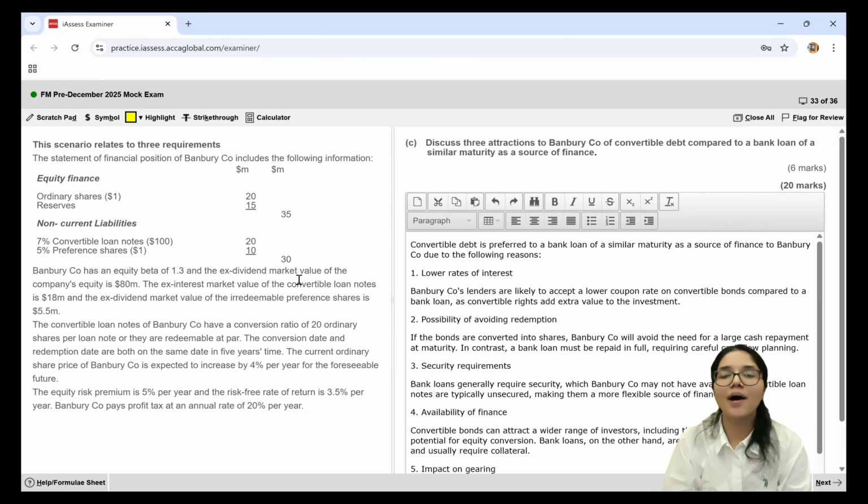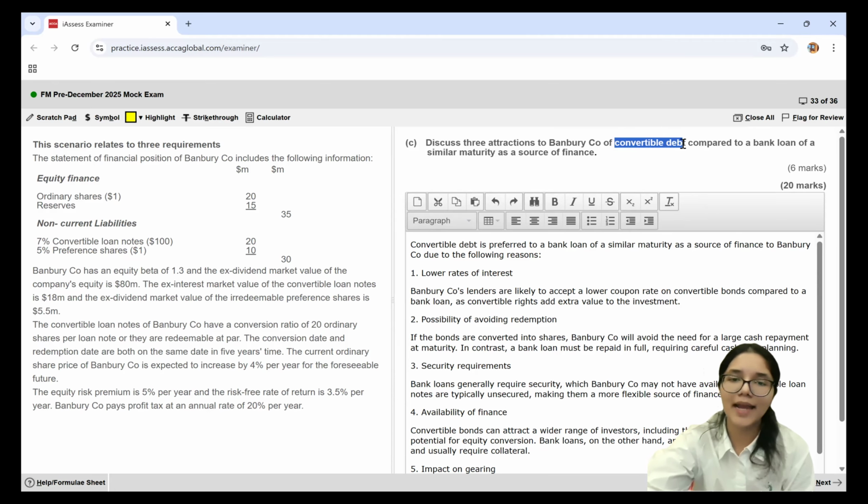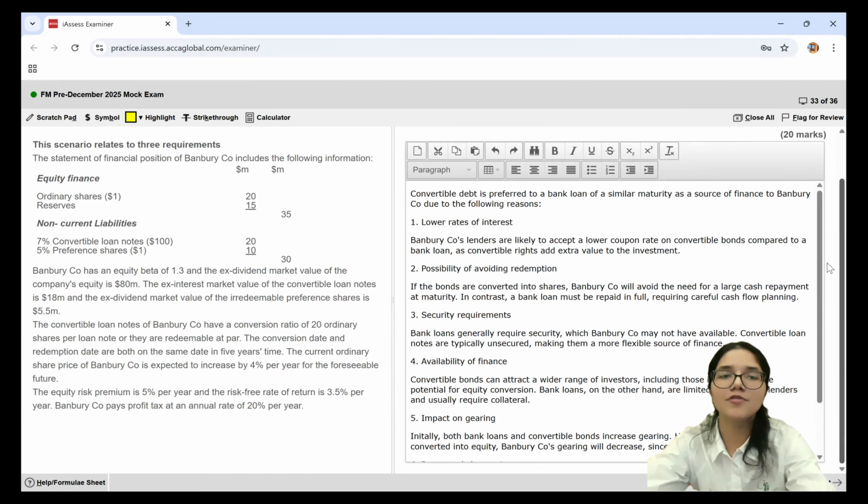Now moving towards part C, which is the last part from this discussion, we're supposed to discuss 3 attractions to Banbury company of convertible debt compared to a bank loan of a similar maturity as a source of finance. Convertible debt is also a debt, and a bank loan is also a source of debt. So why will a company prefer convertible debt over a bank loan? You have to give 3 reasons. For you people, I've given 6 reasons, so we can discuss all of these reasons together, and whichever 3 you like, you can choose those reasons.